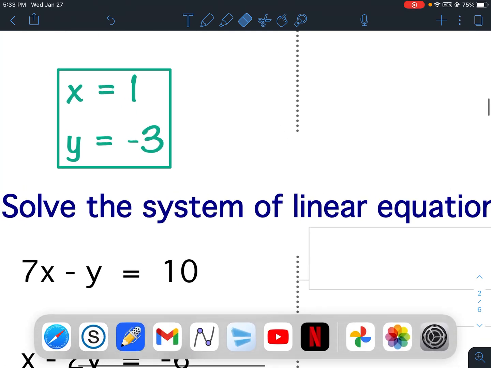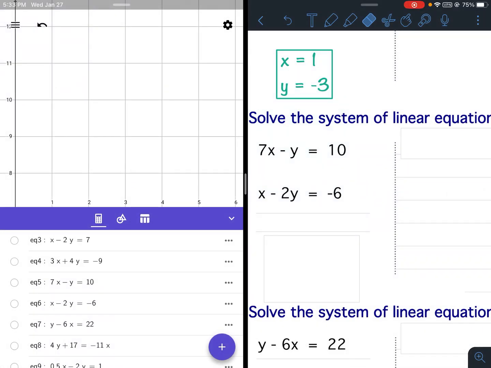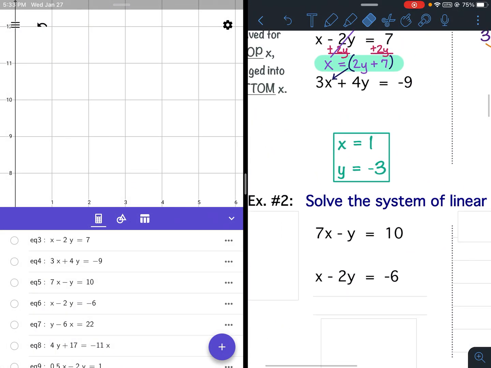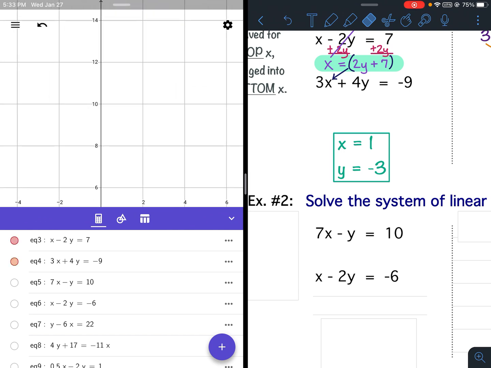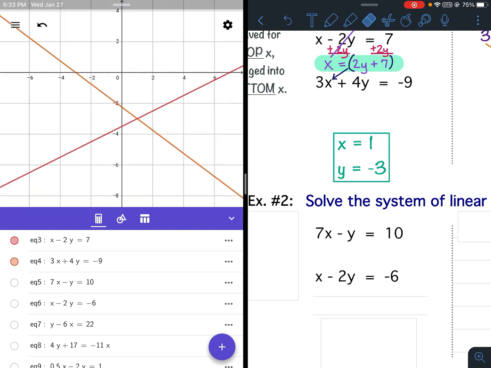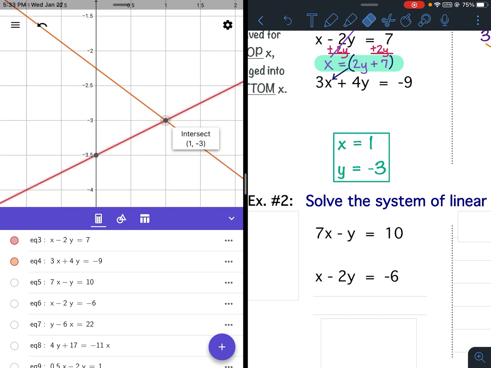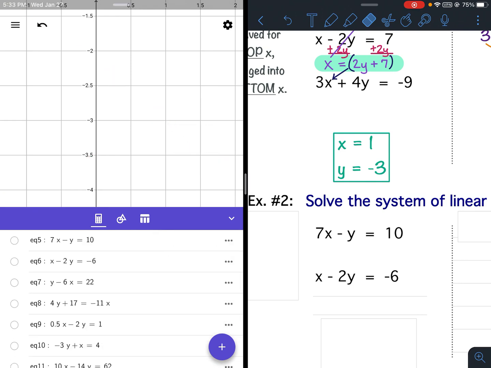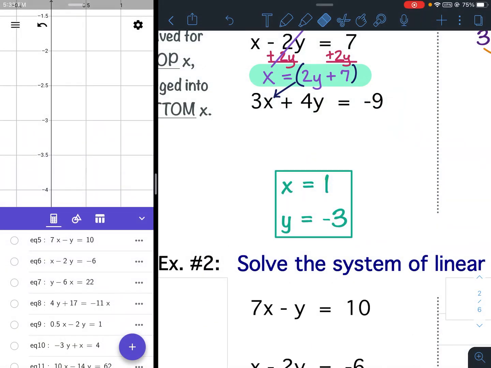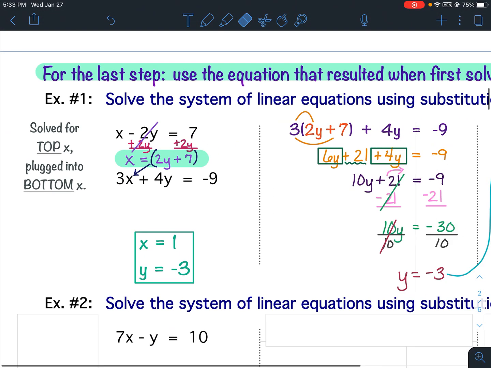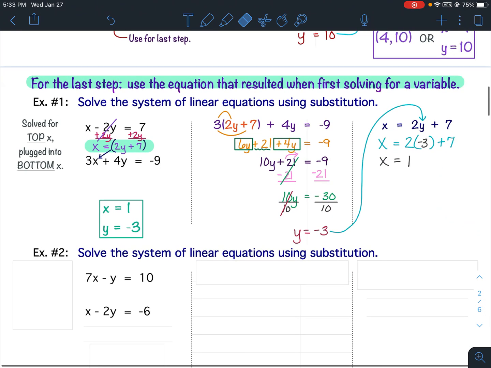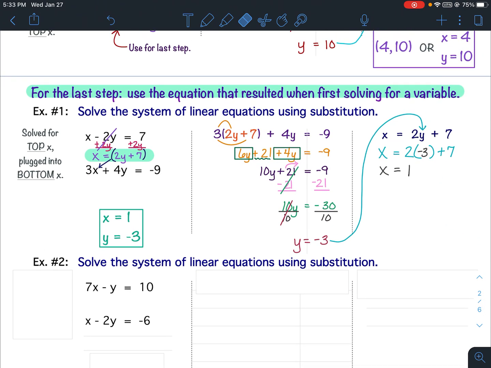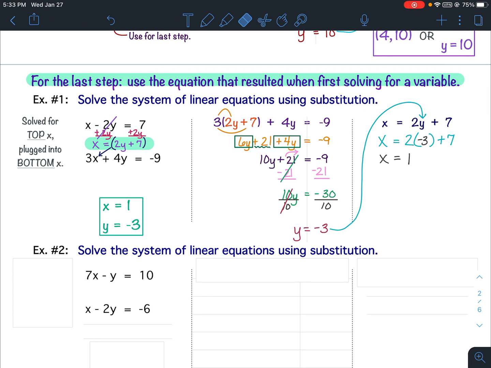Let's check this using the graphing calculator. Okay, so we think our solution is 1, negative 3. Pull up these two graphs. Hit the point where they intersect. They intersect at 1, negative 3. So we are correct. So that is it for example 1. If you have any questions on example 1, please let me know.